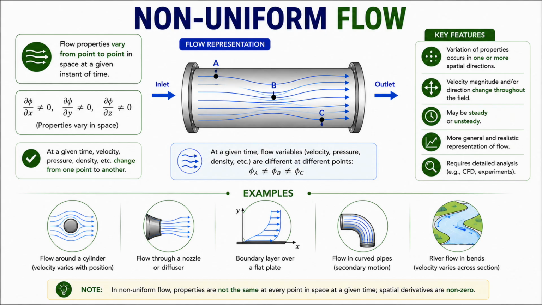Mathematically, we write this as ∂ψ/∂x ≠ 0, ∂ψ/∂y ≠ 0, and ∂ψ/∂z ≠ 0. This means the flow properties vary along one or more spatial directions. In simple words, the flow field does not look the same everywhere. Most real engineering flows are actually non-uniform in nature. Some common examples are flow around a cylinder, flow through a nozzle or diffuser, boundary layer flow over a flat plate, flow in curved pipes, and river flow through bends.